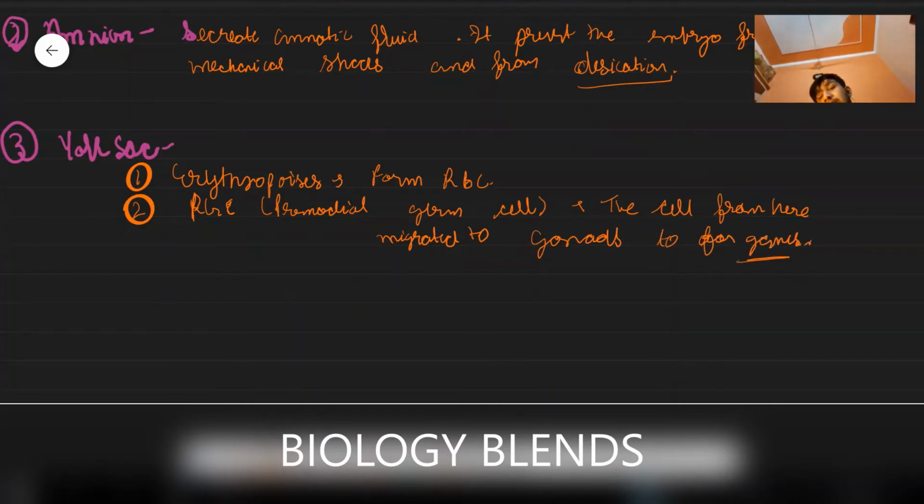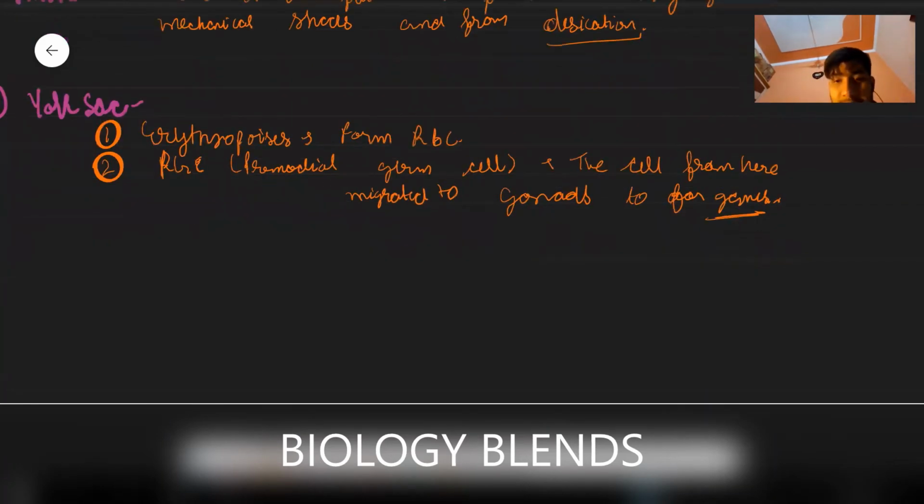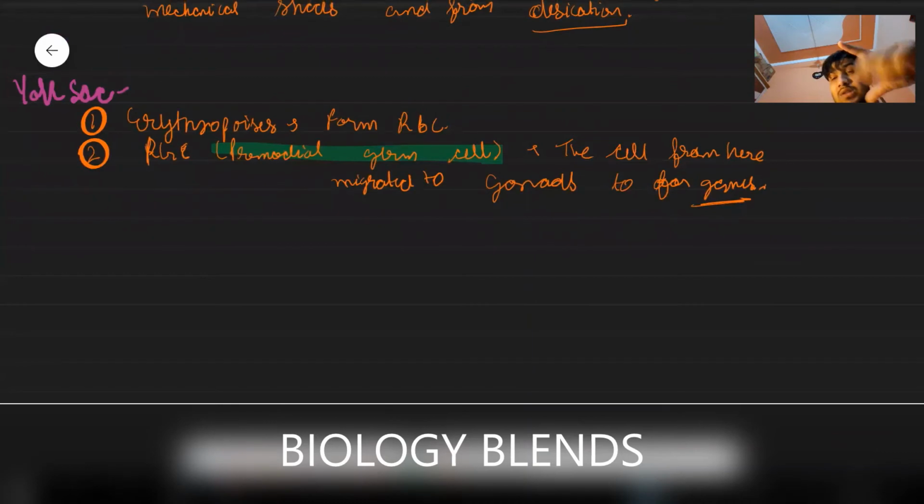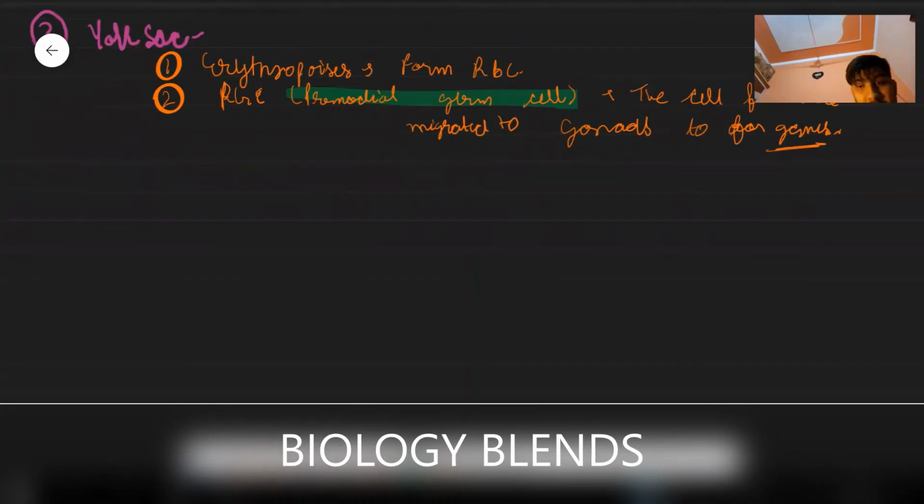Remember, in my oogenesis lecture, I said that the oogonia come outside the ovary. They are generally the primordial germ cells which come over there, undergo mitotic division, dividing into more cells, and then undergo meiosis. The fourth structure developed over here is the allantois.